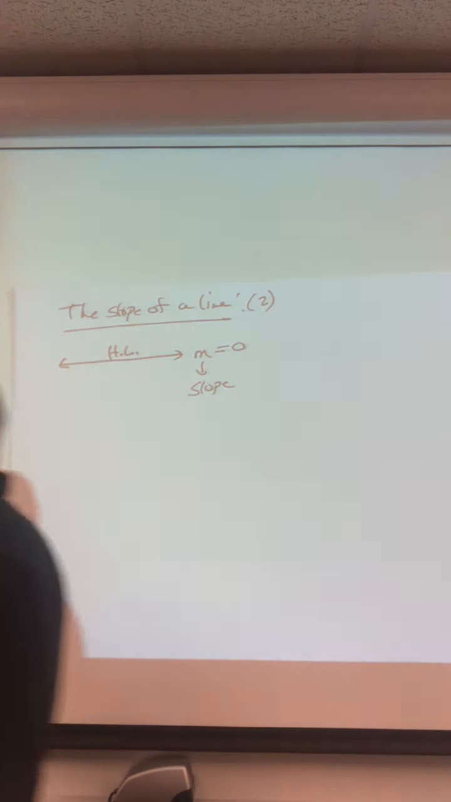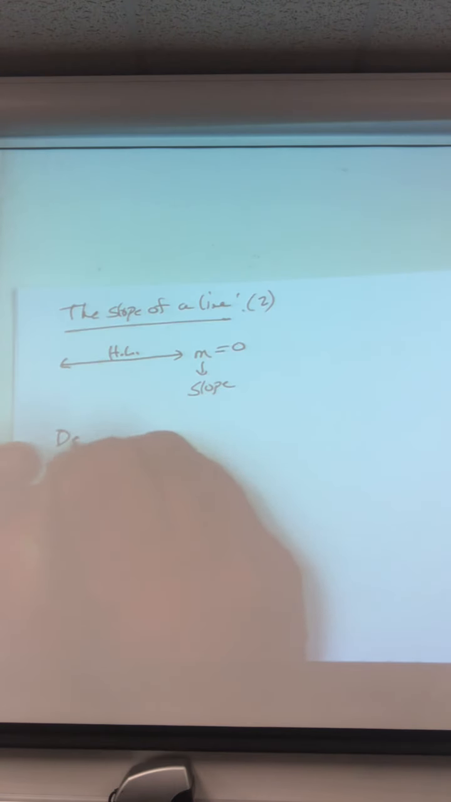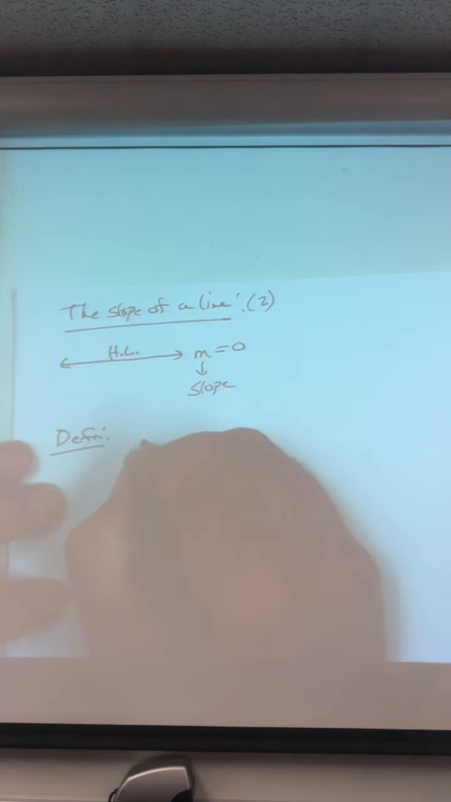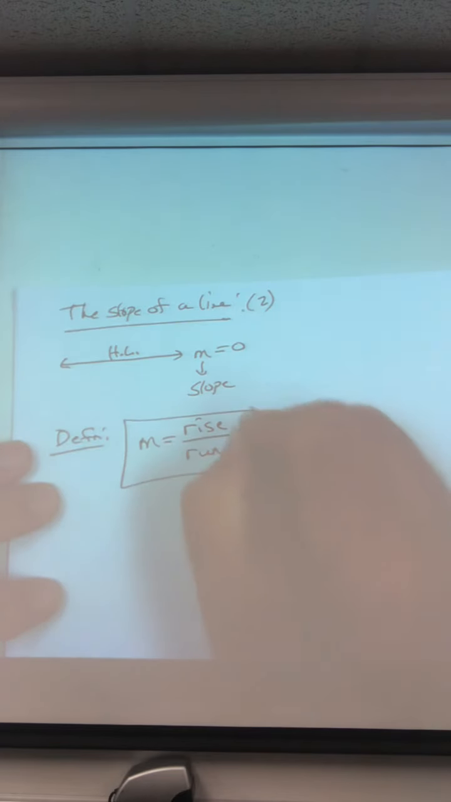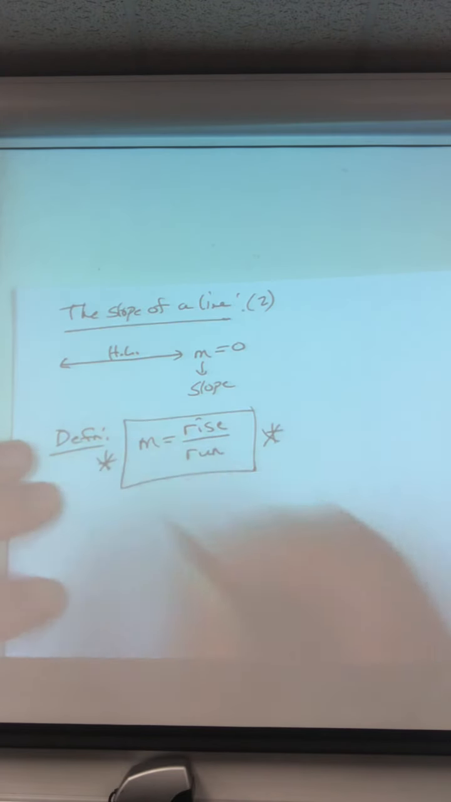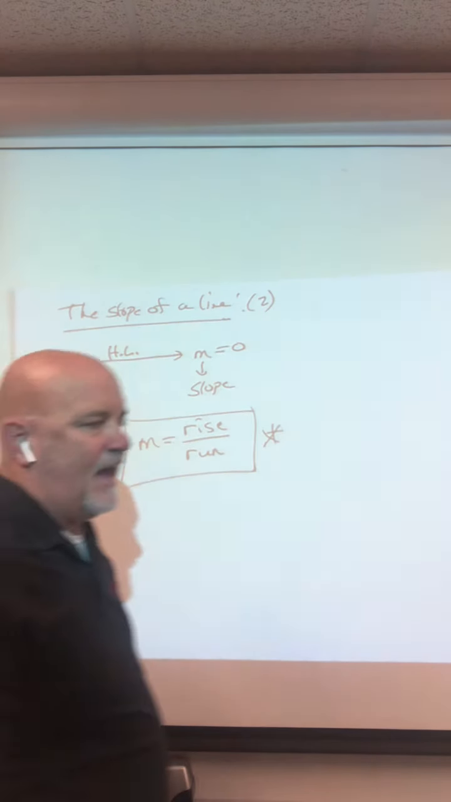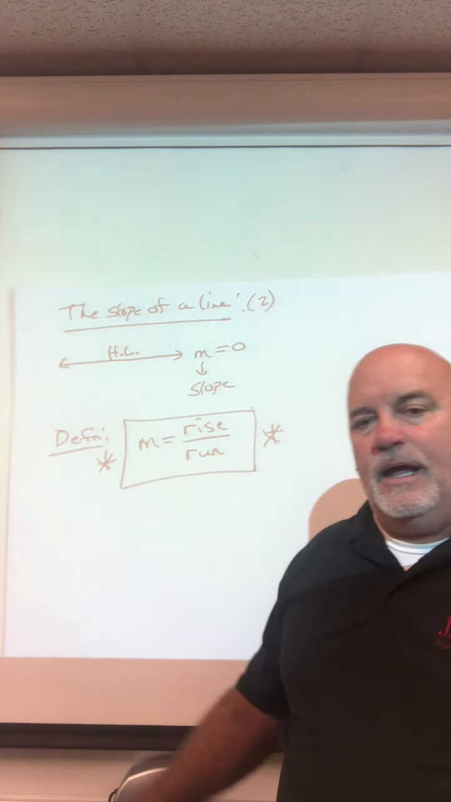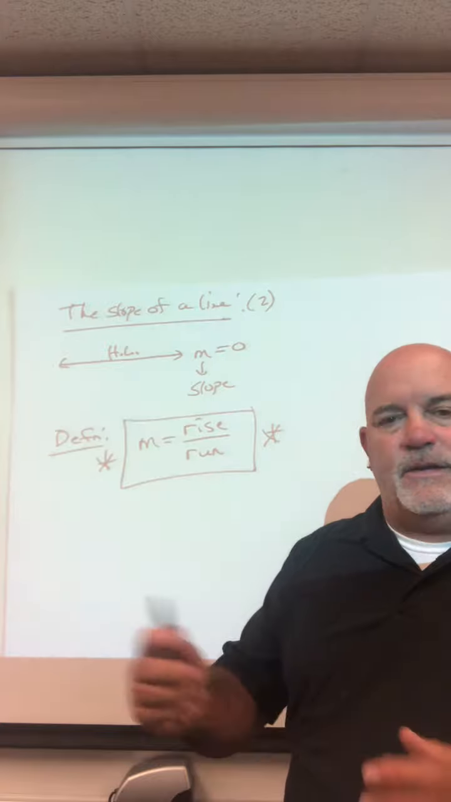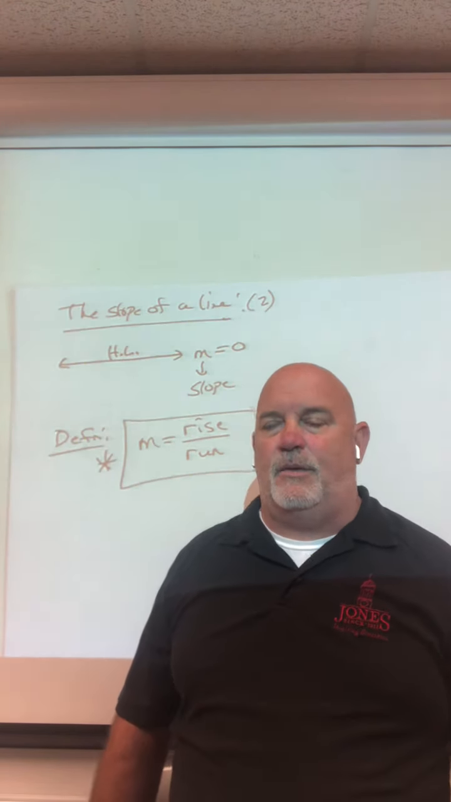Okay. Now, let me give you a definition for slope. By definition, slope is defined to be rise over run. Now, that's not a formula, but it is just a fact that you need to know. The definition of slope is rise over run. Now, let me give you an example from everyday life that you may have never heard of.